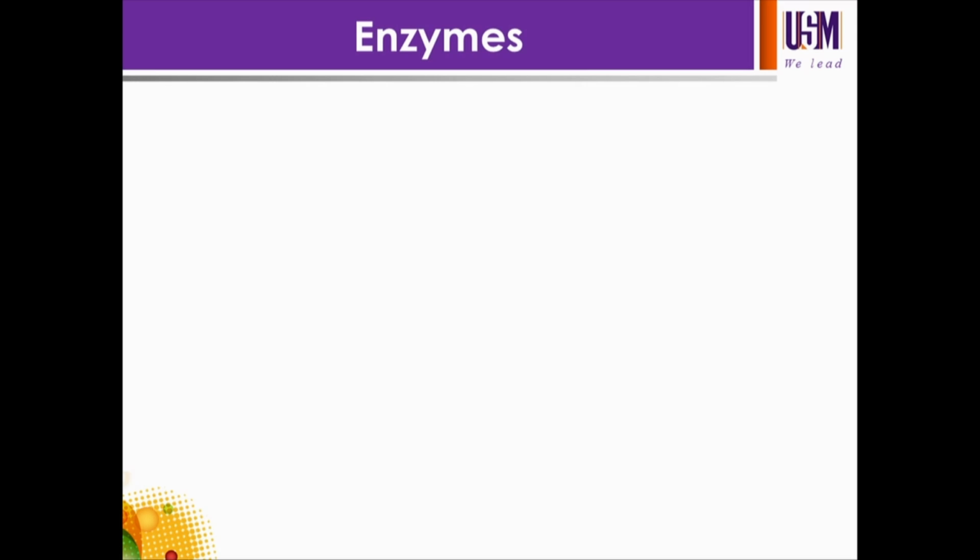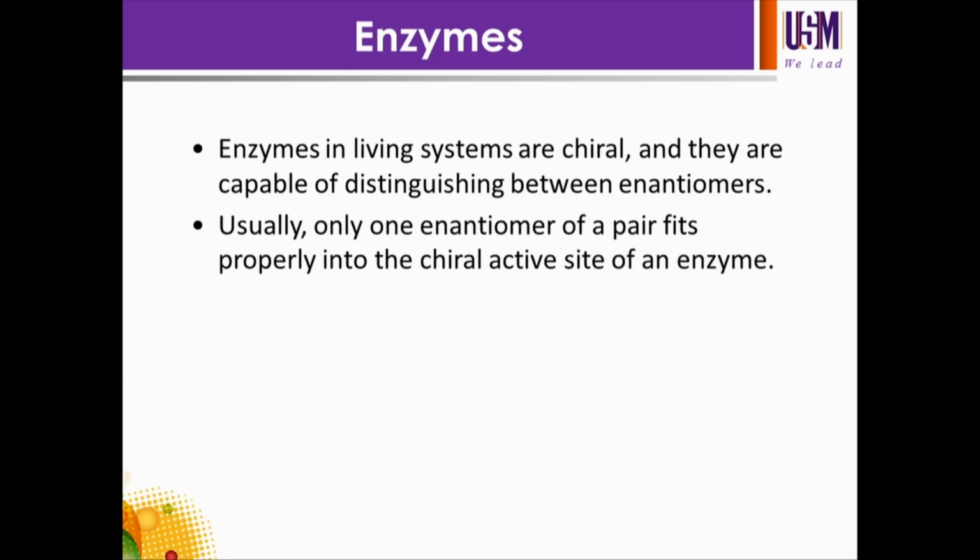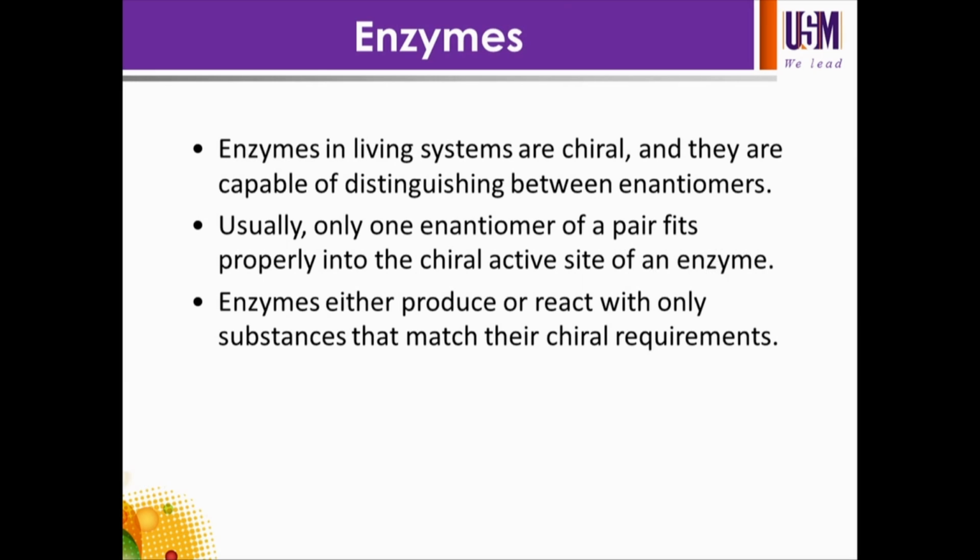Another important type of biomolecule is enzymes. Enzymes in living systems are chiral and they are capable of distinguishing between enantiomers. Usually, one enantiomer of a pair fits properly into the chiral active site of an enzyme. An enzyme can either produce or react with only substances that match its chiral requirements. So to differentiate between the enantiomers, only one enantiomer can fit into the enzyme surface, while the other cannot.